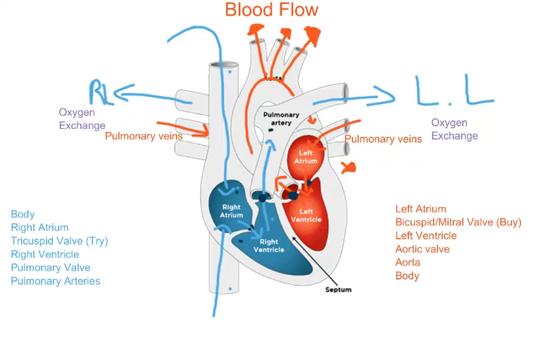Then we'll go back through the pulmonary veins into the left atrium up here. After getting past the left atrium, we'll be going to the left ventricle, but first we have to get past the bicuspid valve here. After getting past the bicuspid valve, we'll go through the aortic valve into the aorta, and then out into the body.